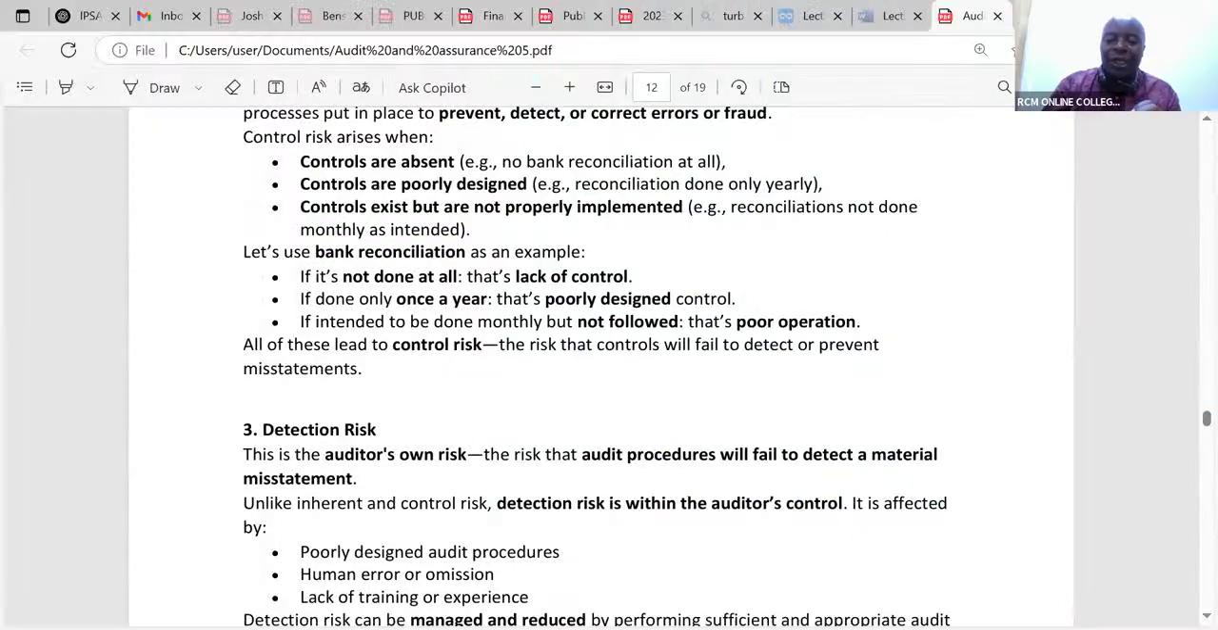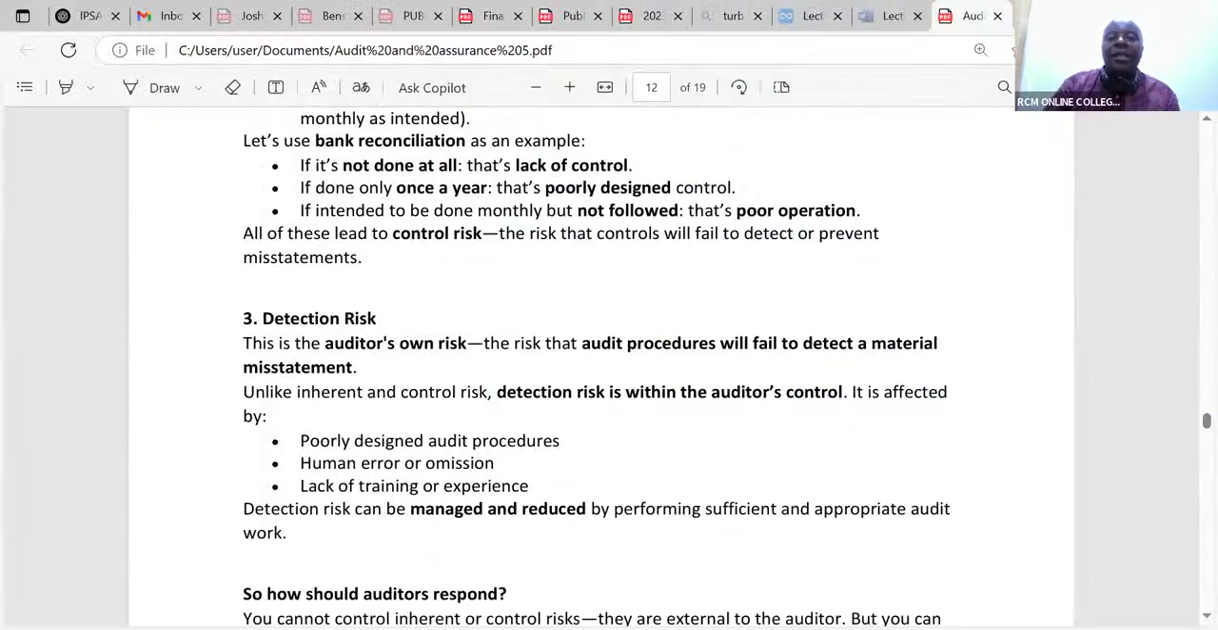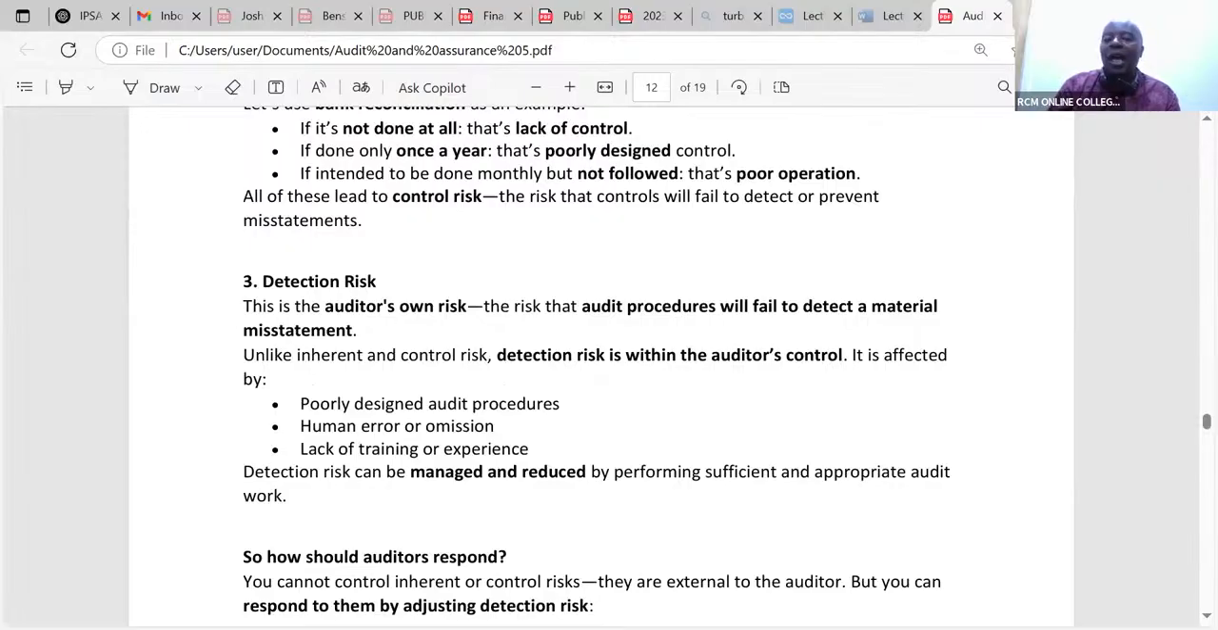Now, detection risk. This is the auditor's own risk now. The risk that audit procedures will fail to detect a material misstatement. Unlike inherent and control risk, detection risk is within the auditor's control. It is affected by poorly designed audit procedures, human error or omission, lack of training or experience on the part of the auditor.